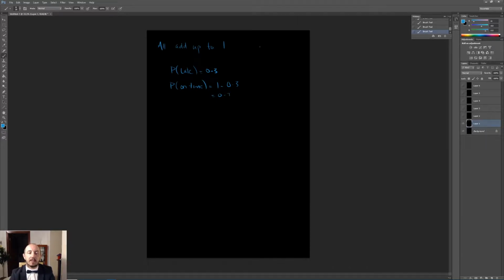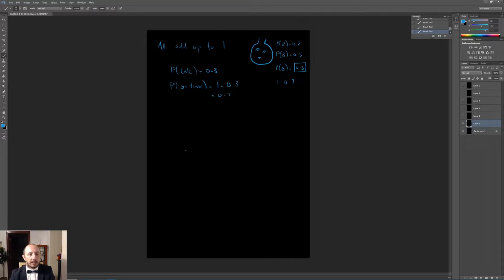Similarly, if we have maybe a bag full of red, blue and green discs, and the probability of red is 0.2, probability of blue equals 0.5, and you're asked to work out what's the probability of getting green, then we would simply subtract the other two from 1. So 0.2 plus 0.5 is 0.7, so 1 minus 0.7 is 0.3. Okay? And we can use these probabilities later in a question.